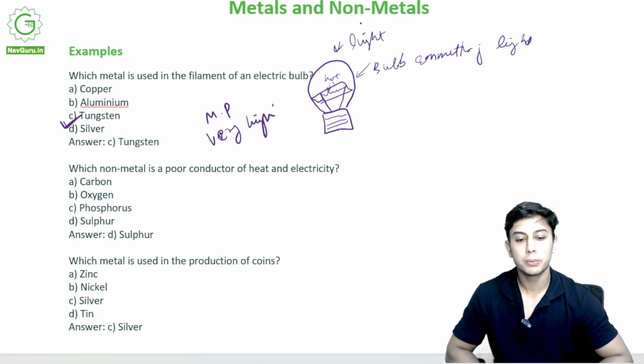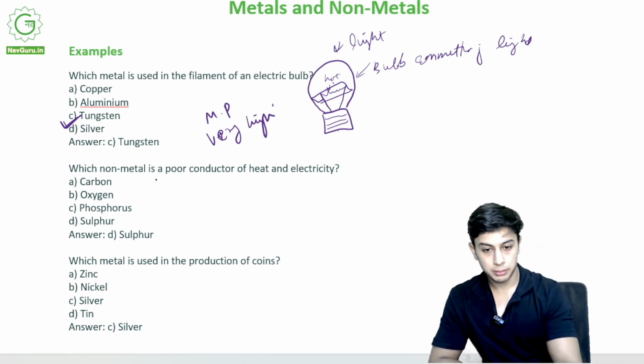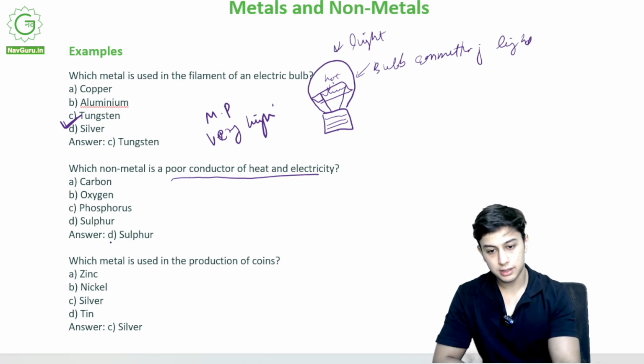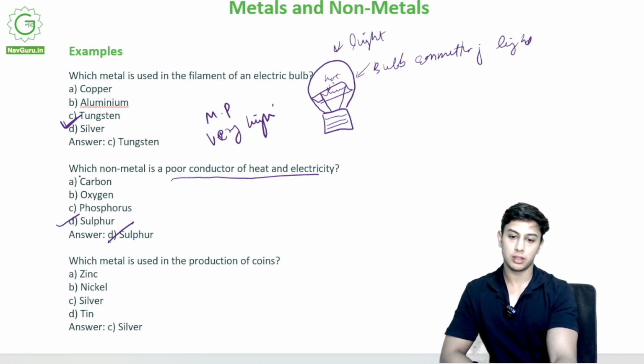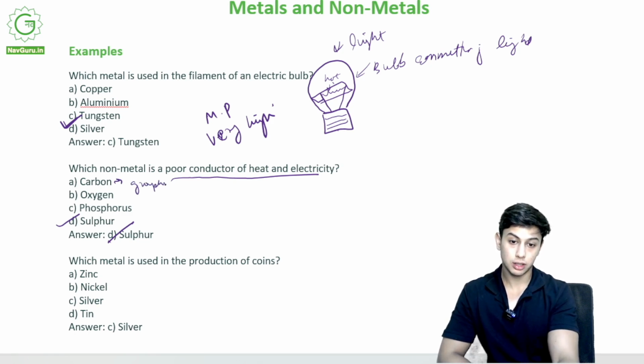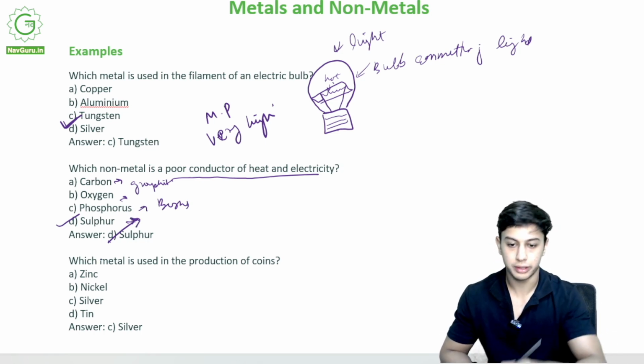Which non-metal is a poor conductor of heat and electricity? This is an important question. The poorest conductor of heat and electricity is sulfur, not carbon. Carbon, of course, does not conduct electricity, but graphite does. Oxygen can also conduct electricity. Phosphorus only burns. Sulfur is also used in firecrackers. So sulfur over here.